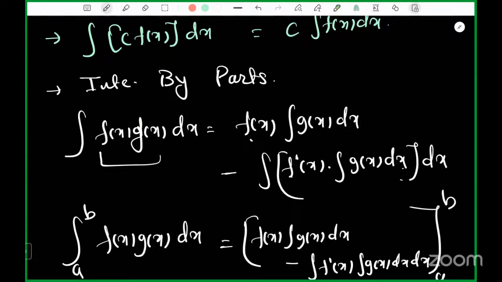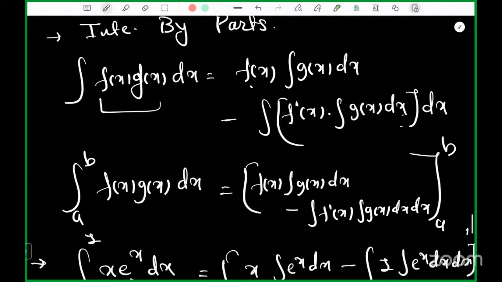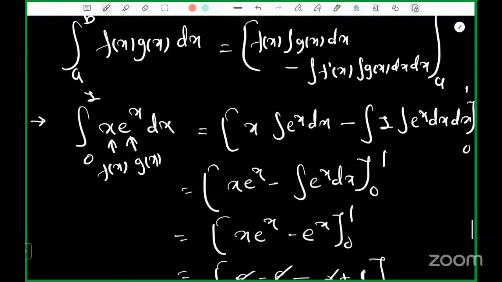Ma'am, this second term in your example, the integration of f of x, right? So you take x into the integral of e to the power x dx. This part is clear. Minus the integral of 1. So take the integral of f of x. F of x is x, so f dash of x is 1, the differential. Okay.